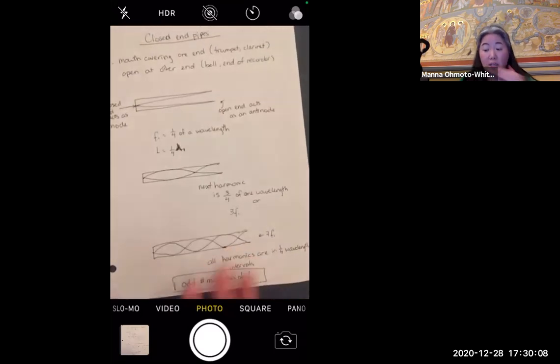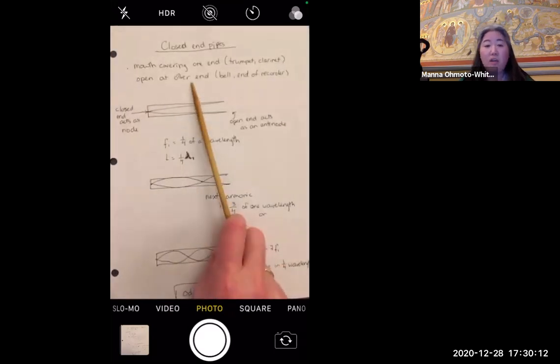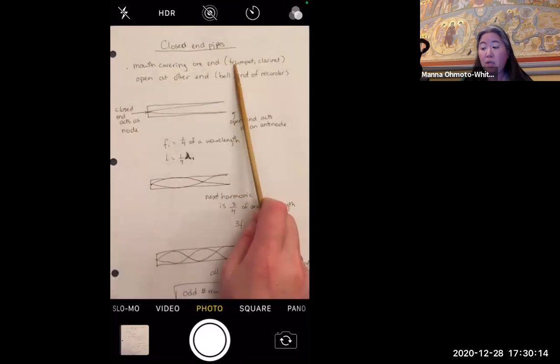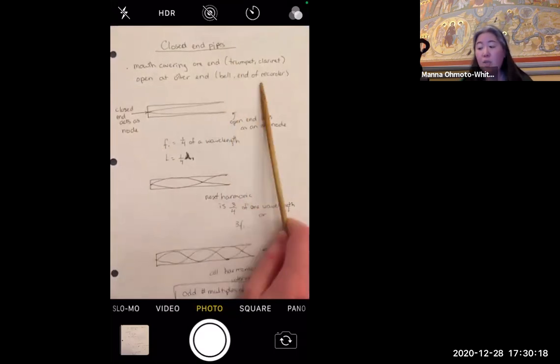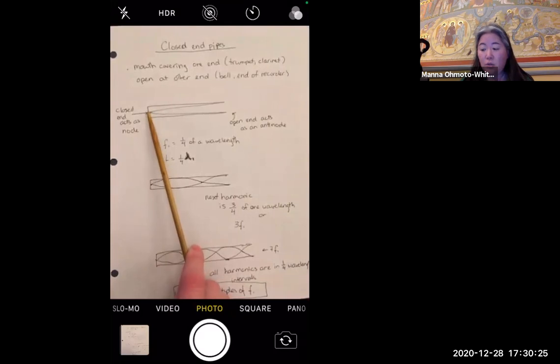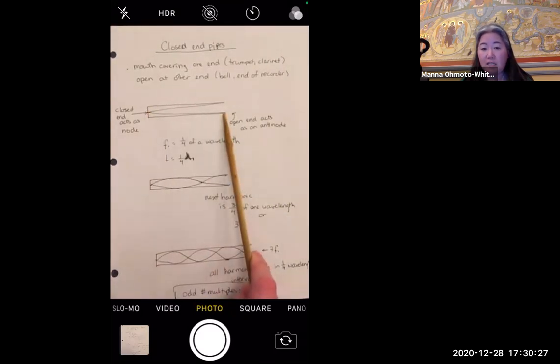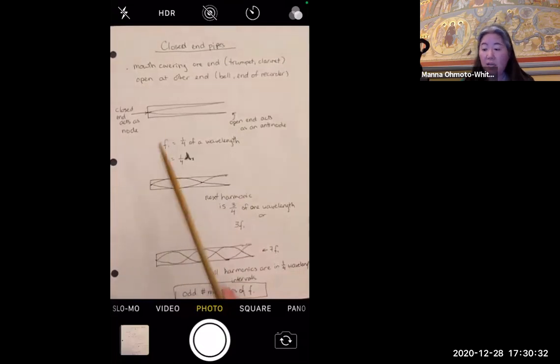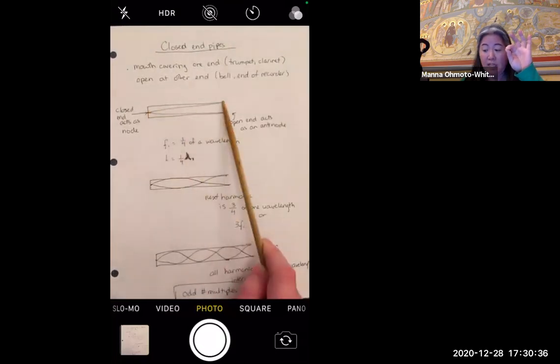So closed end pipes are where you have your mouth covering one end and the other end open. The mouth covering the one end would be like a trumpet or clarinet, you're breathing into it. And it's open at the other end, the bell or the end of a recorder. So the mouth, the closed end, acts as a node. The open end acts as an antinode, which means that when I draw my waves and figure out what waves can fit in there, this end always has to be the part that doesn't move. This has to either be a crest or a trough.